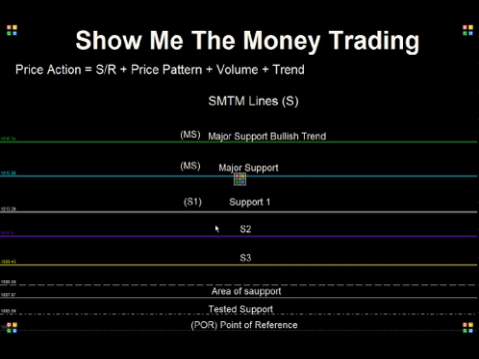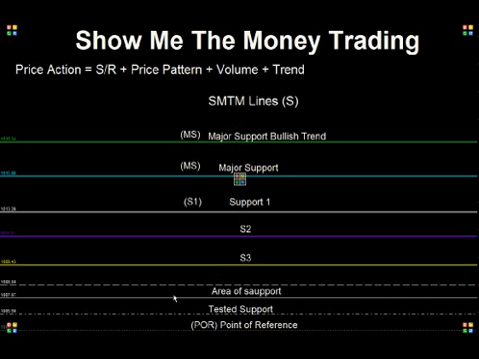So depending on where the higher time frame is will determine if pulling back all the way to a major support area is a bearish event. And these are only support SMTM lines. We have the same thing for bearish, which of course is resistance SMTM lines.